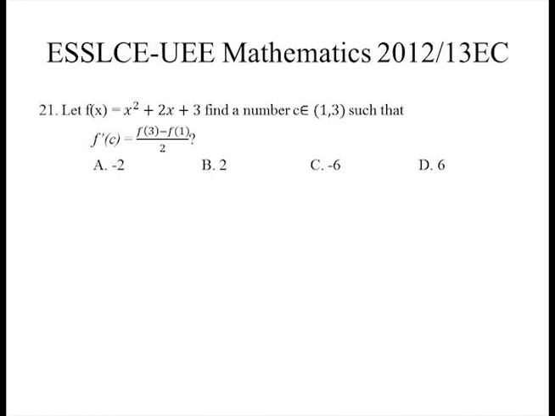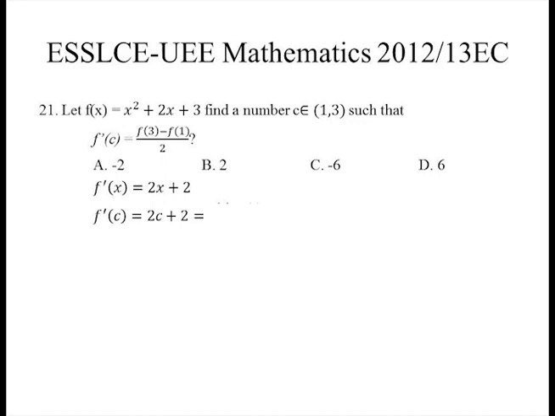Without going for further calculation, we can reply that choice B is the answer, because out of the given alternatives, only number 2, that's choice B, is found between 1 and 3. But for your understanding, let's go through the steps. F derivative of x is equal to the derivative of x squared, which is 2x, plus the derivative of 2x, which is 2, plus the derivative of 3, which is 0, because the derivative of any constant is 0. F derivative at c is equal to, substitute c in place of x, 2c plus 2.